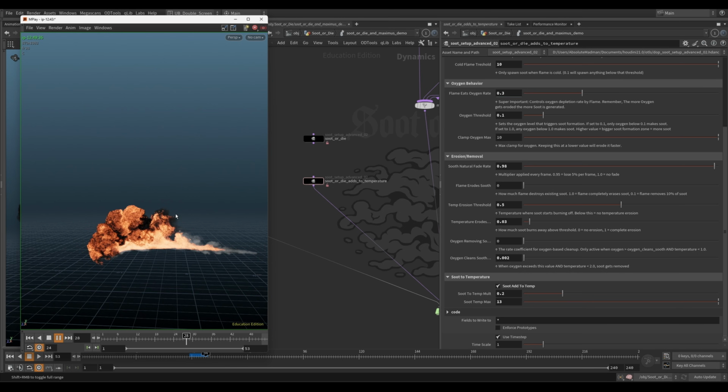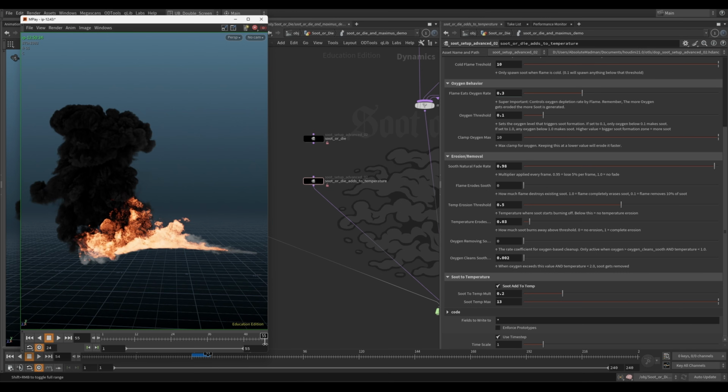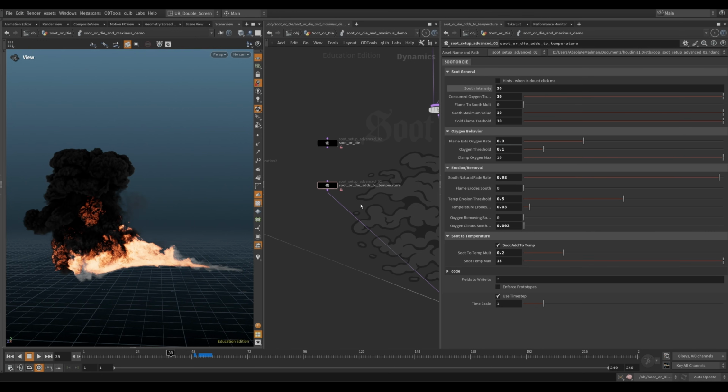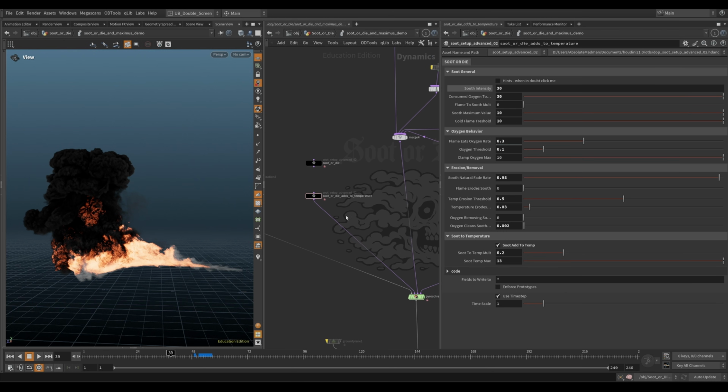Yeah, this kind of works. So it isn't stopping, but it's still kind of gradually going up because the smoke is still pretty hot. Yep, so that's pretty much it. These are all the parameters and how you can change this.